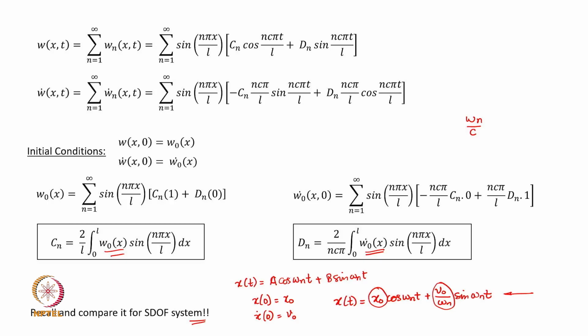Okay. The only difference here is that you prescribe the initial conditions at all the positions, right? So the initial conditions in terms of w naught x and w naught dot x are going to be implemented or applied to every element of the string. It's not going to be discrete in that sense.